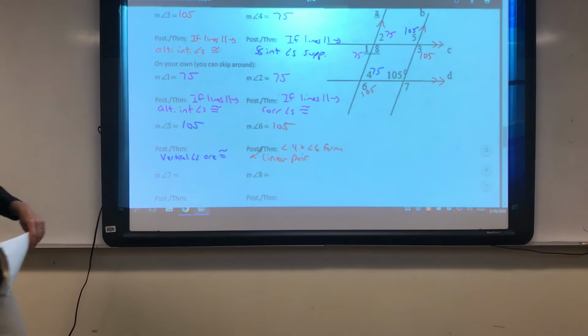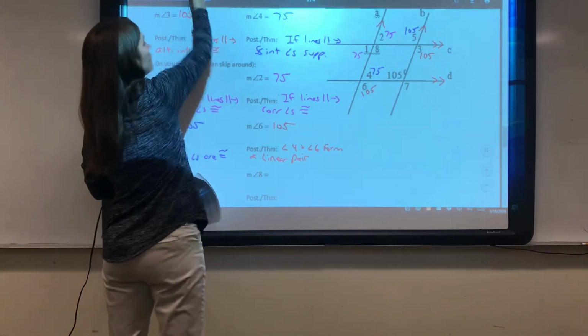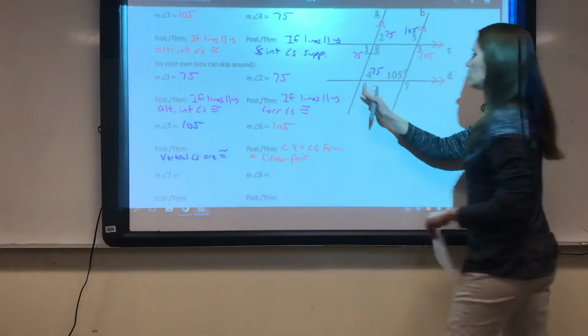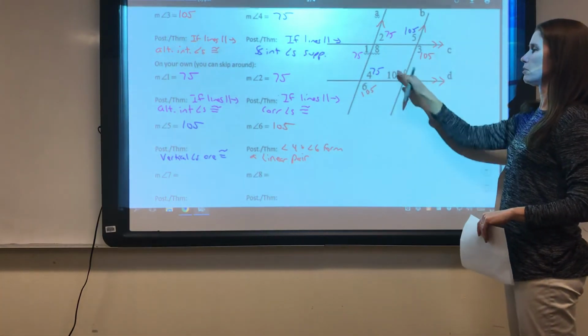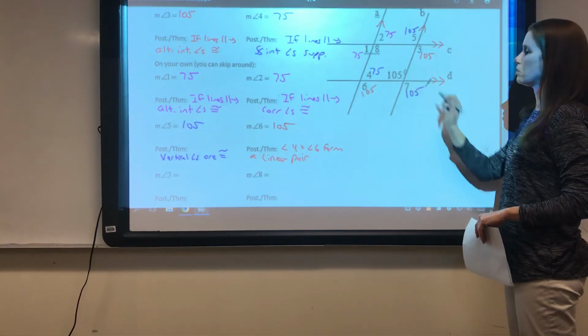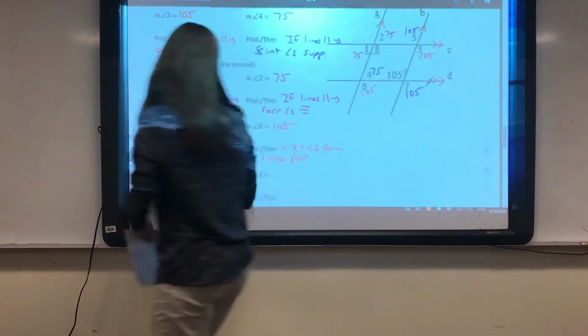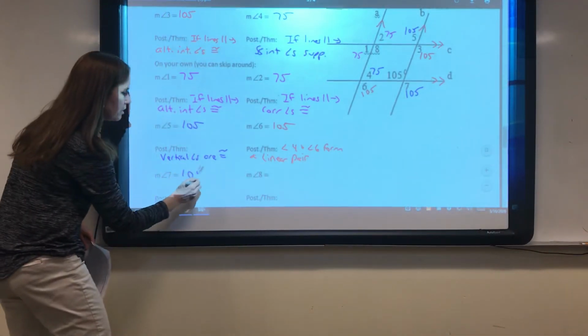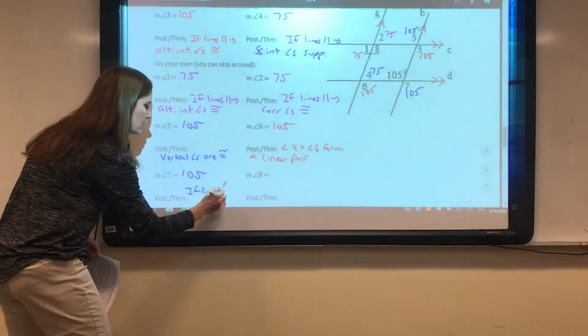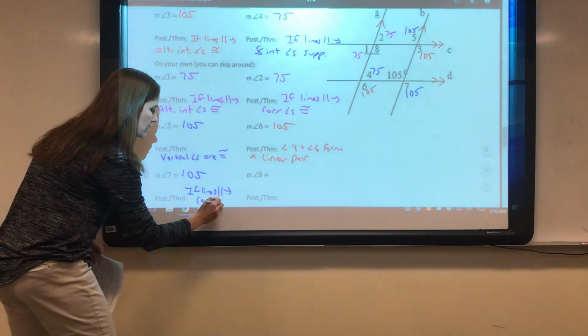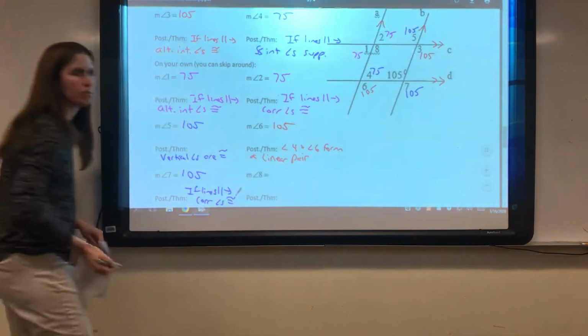All right, then for angle 7, again, different ways I could do it. I can see corresponding angles here, corresponding angles here. I can do vertical angles here. Any of those work. I'll go ahead and do corresponding this time. So I can say angle 7 is 105, and that's because if lines parallel, then corresponding angles are congruent.